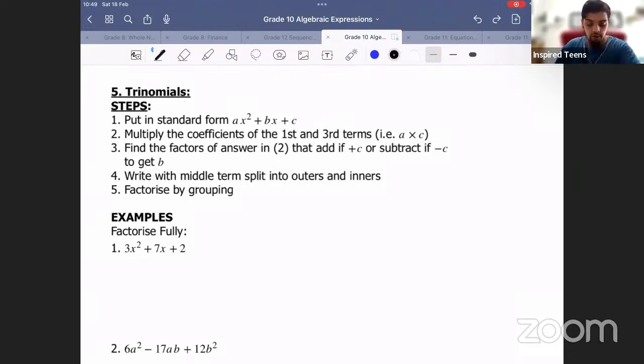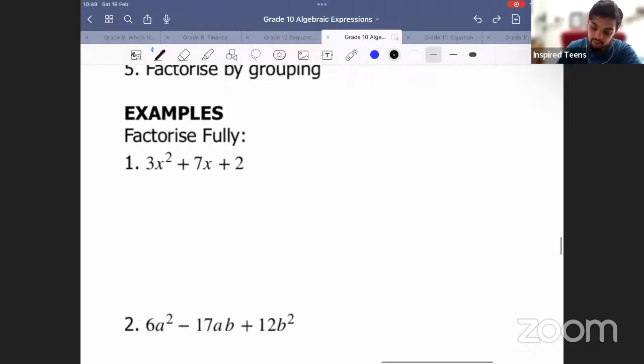Okay, so trinomial steps. Put in standard form. Let's just do a practical example. Trinomial factorization is firstly when we have a trinomial, which means 3 terms. When we have 3 unlike terms, 3 different terms, that creates a trinomial.